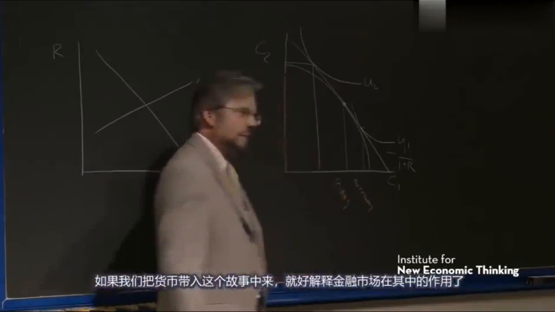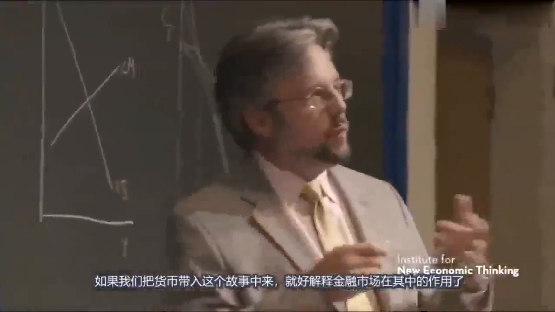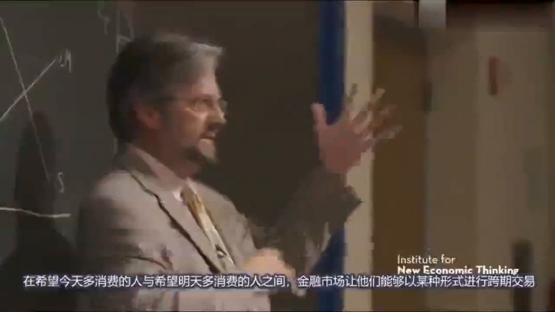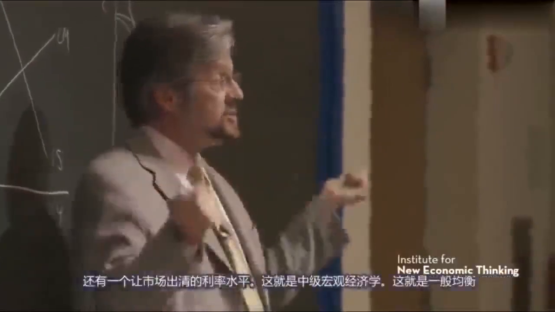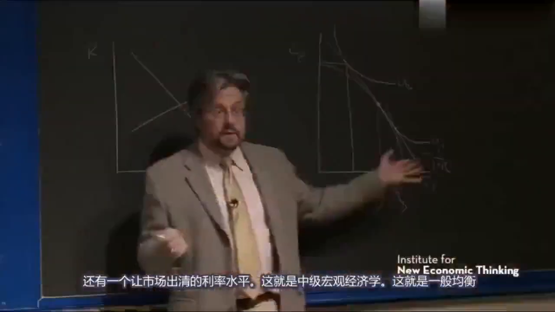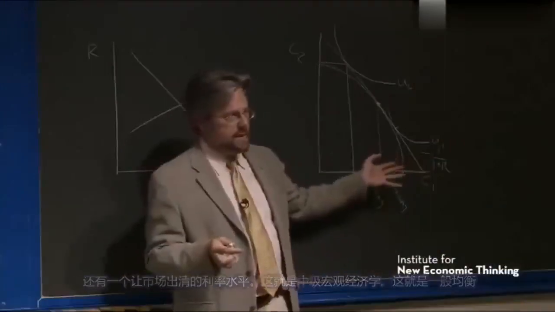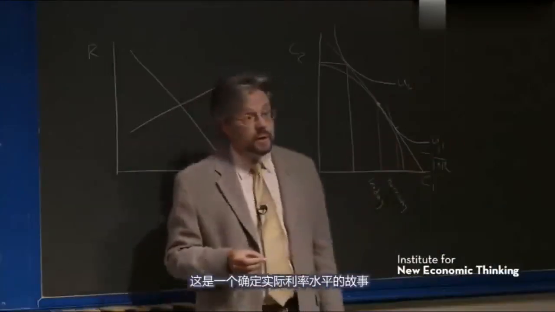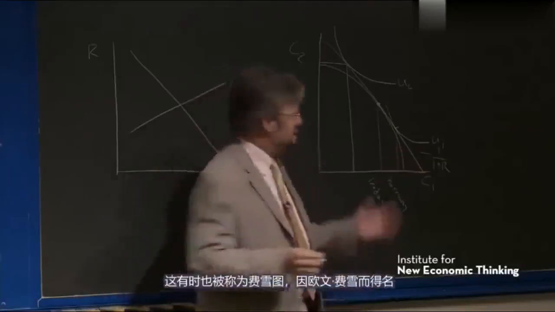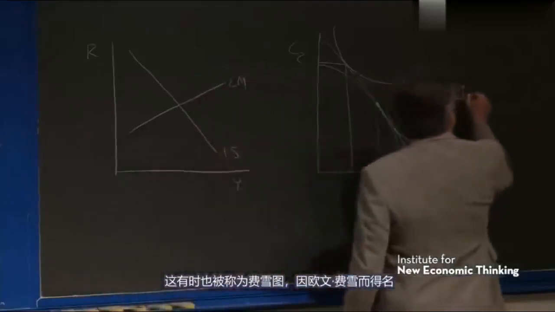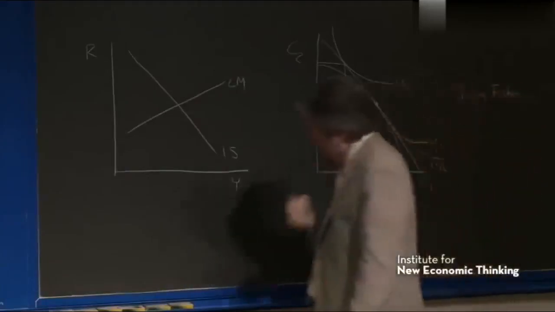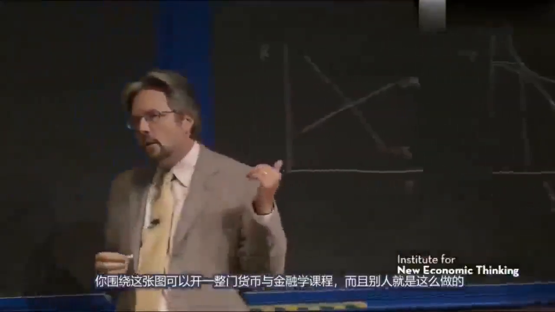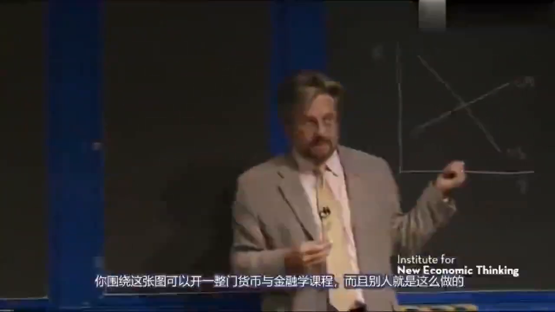If we bring money into the story, what are financial markets doing? They're allowing people to do intertemporal trading between people who want to consume more today and people who want to consume more tomorrow. And there's an interest rate that clears that market. This is intermediate micro. This is general equilibrium. This is a story about the determination of the real rate of interest. Sometimes this is called the Fisher diagram, after Irving Fisher. And you could build a whole money and banking class around this, and people do.